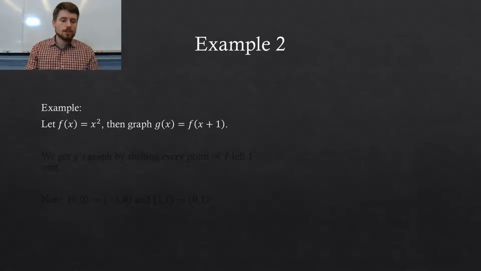Okay. So let f of x be the function x squared. And we'll have the graph we're going to call g, f of x plus 1. So we're going to add 1 to our inputs and then apply f. So it's a little bit of an ordering thing here. We take our inputs, add 1 to them, and then apply the function f. That's how g is defined.